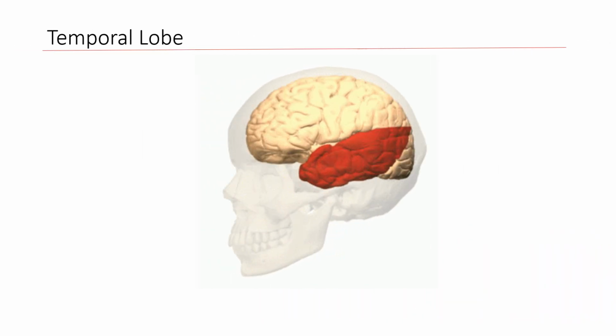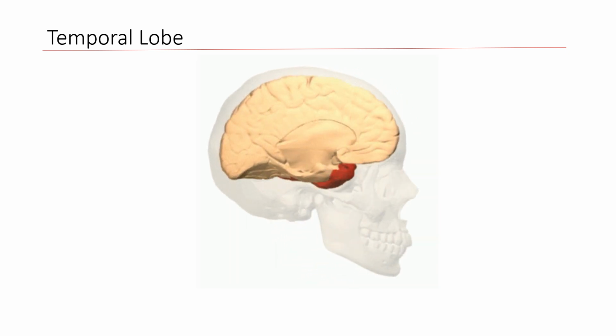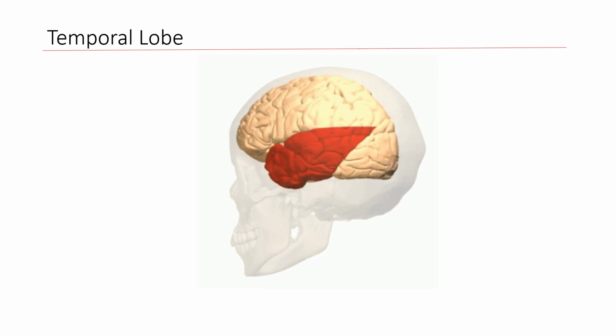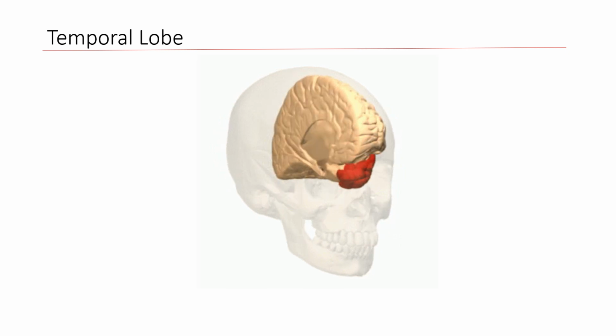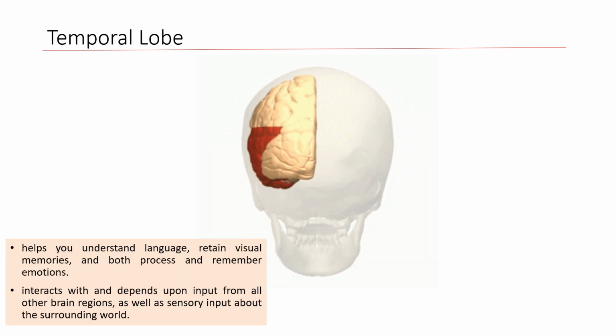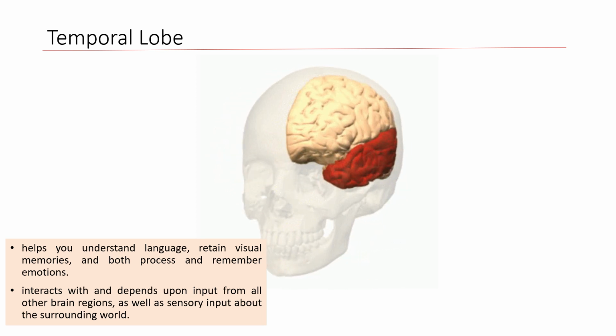The temporal lobe is separated from the frontal and parietal lobes by the lateral sulcus. As with the frontal, occipital, and parietal lobes, there is one temporal lobe located in each brain hemisphere. It helps you understand language, retain visual memories, and both process and remember emotions.